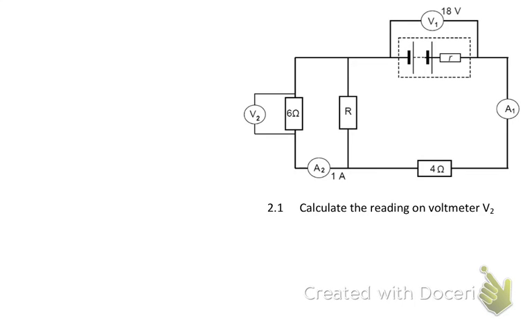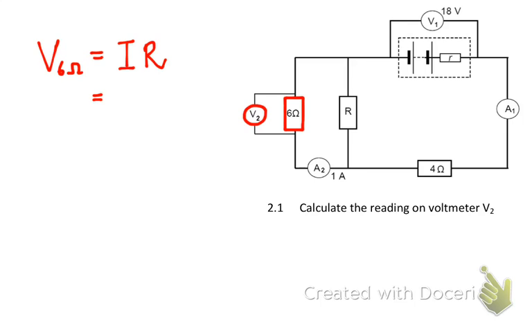Alright, question 2 is the circuit question. 2.1, calculate the reading on voltmeter V2. There it is, it's a voltmeter over the 6 ohm resistor. So we're applying Ohm's law. The voltage in the 6 ohm resistor is equal to IR.